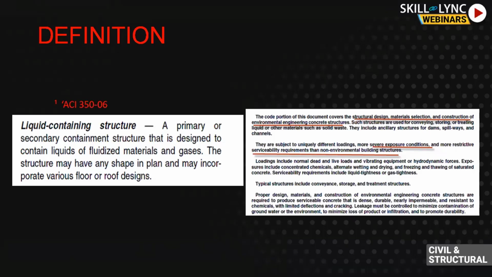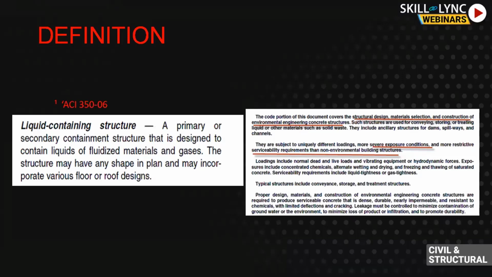On the right, you must be seeing the preface. This is the preface of ACI 350-06. The title of this code is Design of Environmental Structures. Why did they have to create another code in spite of 318, which is for buildings? The highlighted text that I have mentioned will tell you why.